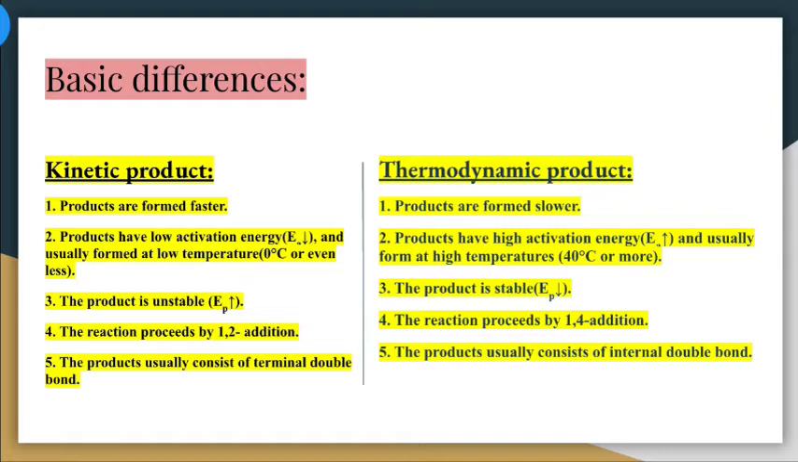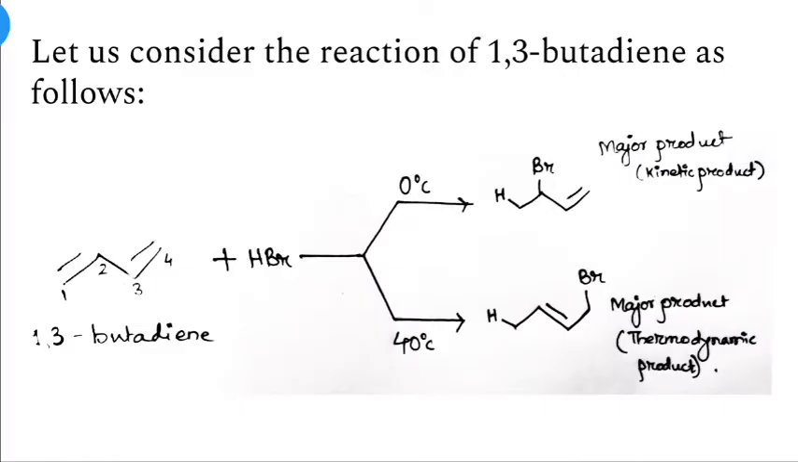Let us take one example for this. The best simple example is the reaction of 1,3-butadiene. When 1,3-butadiene is reacted with HBr, there is the probability of forming two products at two different conditions. Suppose the reaction is carried out at 0 degrees Celsius, then we are going to get the kinetic product as the major product, which is shown above. Secondly, if the reaction is carried out at quite a high temperature, that is 40 degrees Celsius, then we are going to get the major product, which is the thermodynamic product, as shown below.